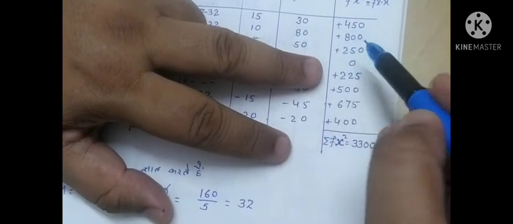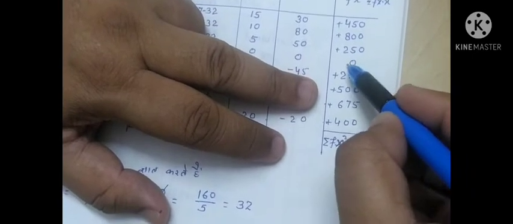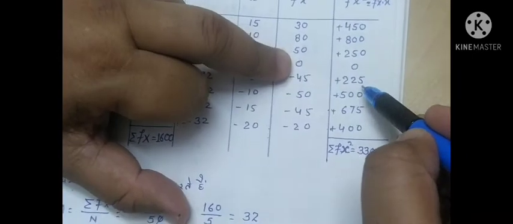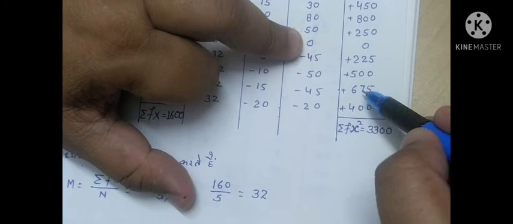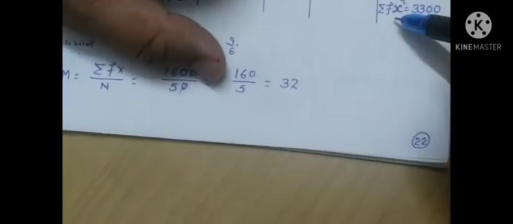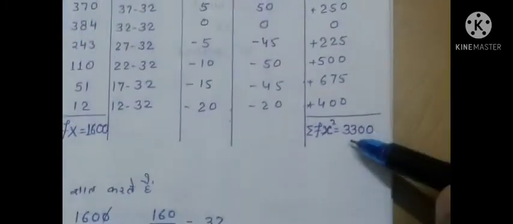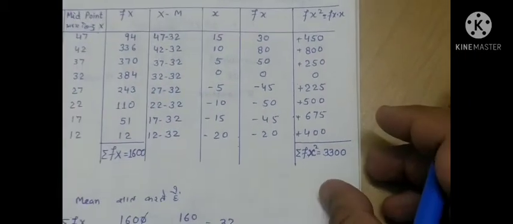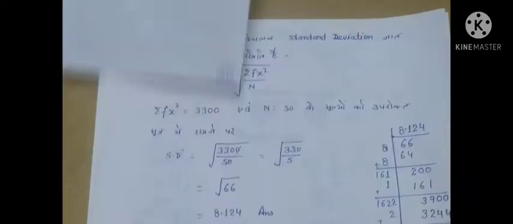450 plus 800 plus 250 plus 0 plus 225 plus 500 plus 675 plus 400. This gives us 3300. Now the next step is SD.